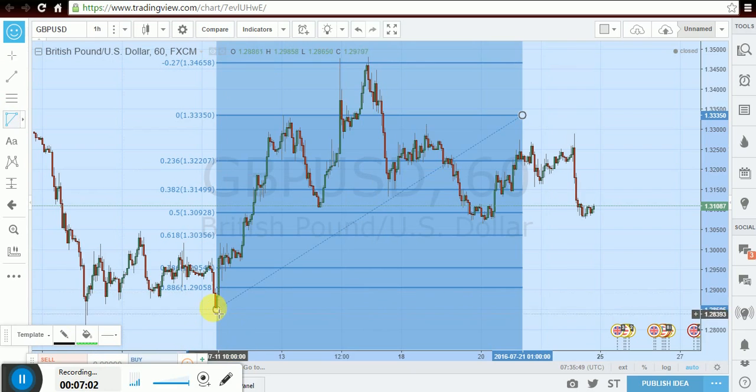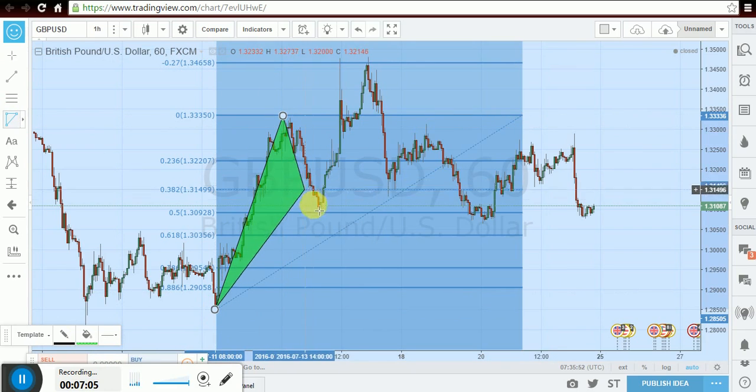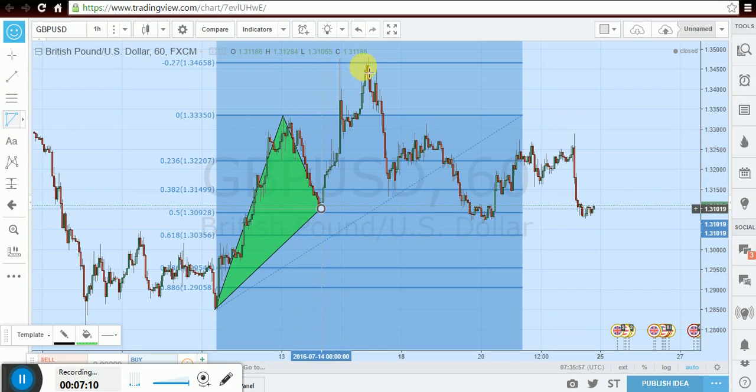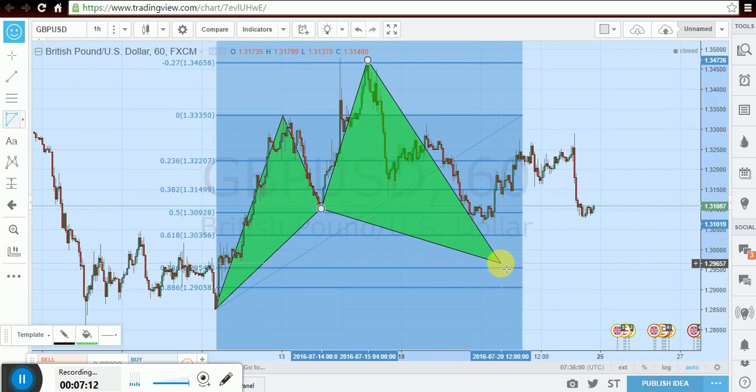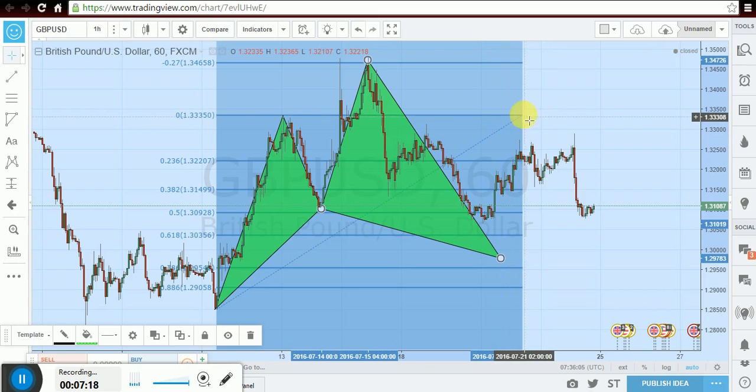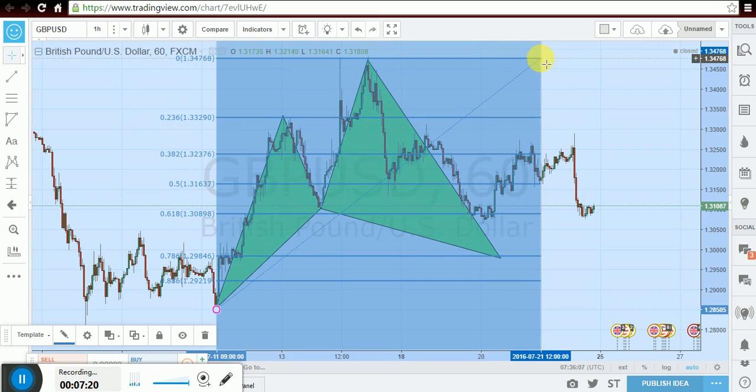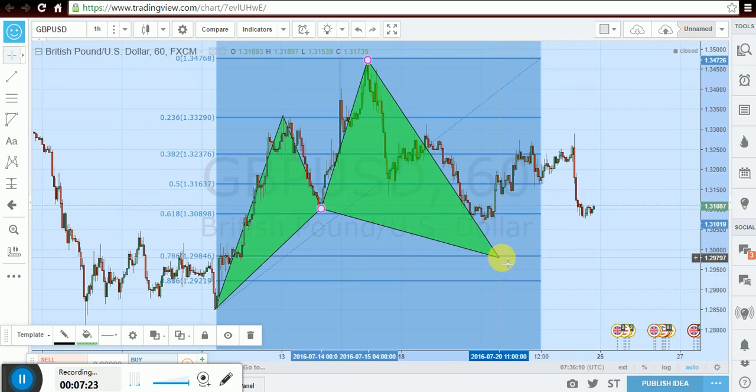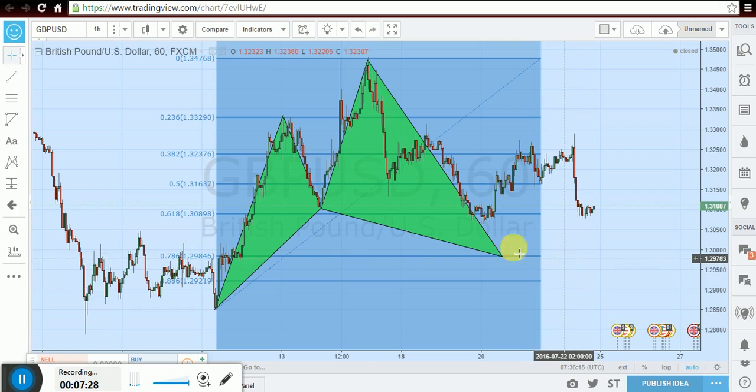So let me just draw it out for you. X to A, A to B, B to C, C to D is going to terminate somewhere. Actually higher than that. Let me just bring it up now. You can see 786 retracement of the X to C leg. Yep, there we go. Boom, like magic. So it's going to terminate somewhere around 129.82. So we've got not a long way to go, about 120 pips. So it might be worth keeping an eye on this one as well.